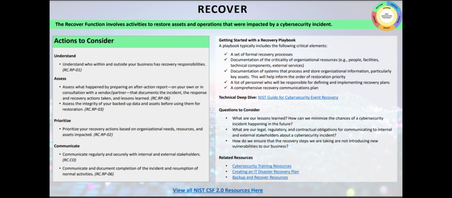Prioritize your recovery actions based on organizational needs, resources, and assets impacted. Communicate regularly and securely with internal and external stakeholders. Communicate and document completion of the incident and resumption of normal activities.